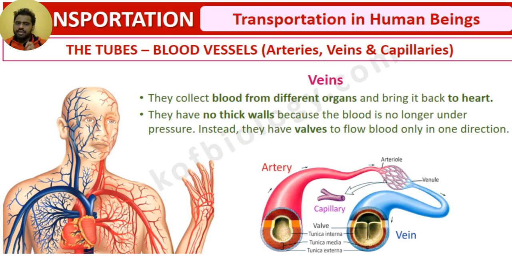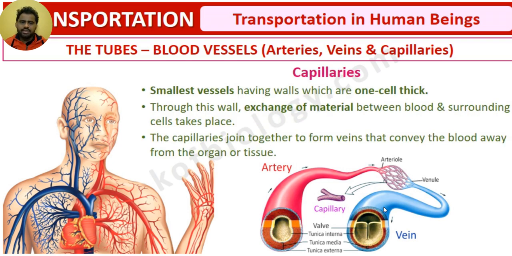If they did not have valves to make blood flow only in one direction, blood would have gone back into the heart. This doesn't happen because the veins have valves under which the blood can flow in only one direction, that is forward. From the body organs it goes back to the heart because of the veins, and veins don't have thick walls because the blood is no longer under pressure. Simple to understand.